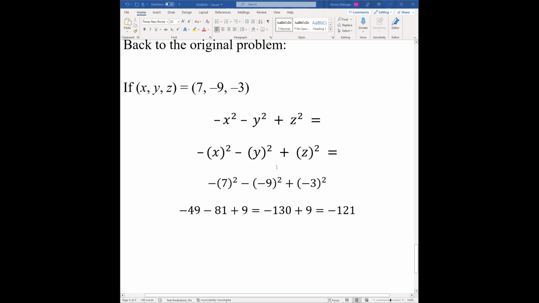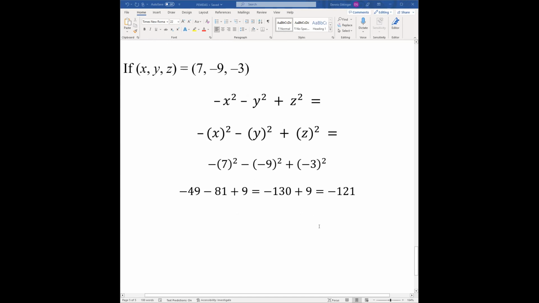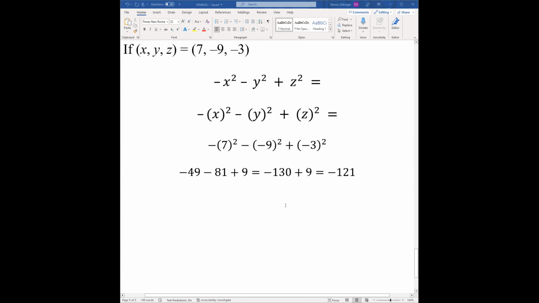Now substitute for x, y, and z their actual values: 7 for x, -9 for y, and -3 for z. So minus 7 squared is -49. And minus -9 squared is minus 81. And plus -3 squared is plus 9. And when you add those together, minus 49 minus 81 is -130. Plus 9 is -121. Some had 139. Some had -139. A lot of people got 23, all kinds of things.